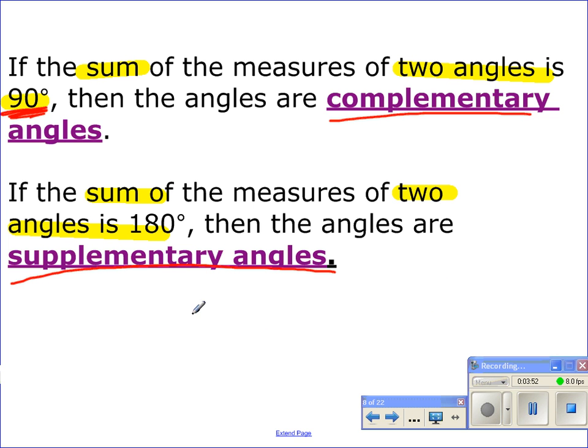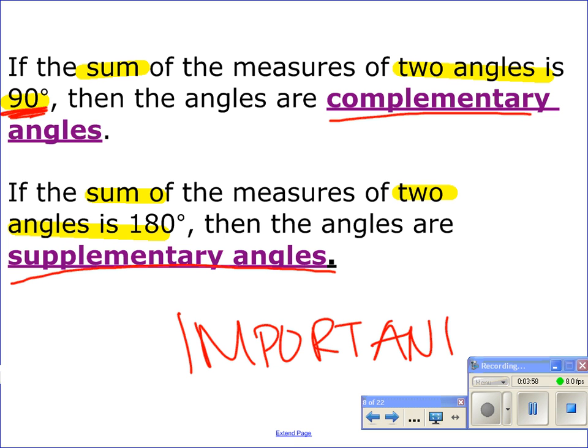That is very, very important. Okay, so make sure you put a star or flashing lights, whatever, to let you know that this slide is very important.